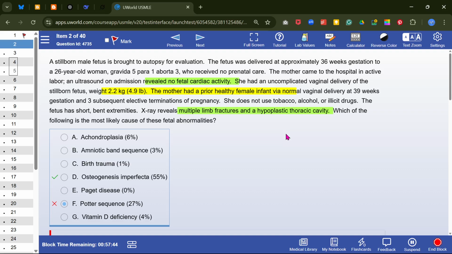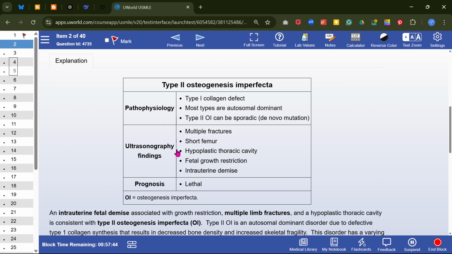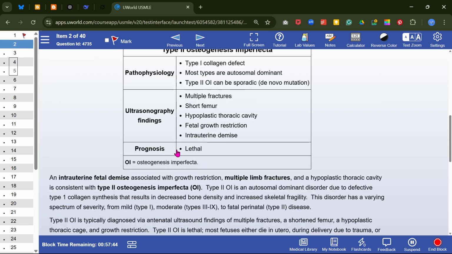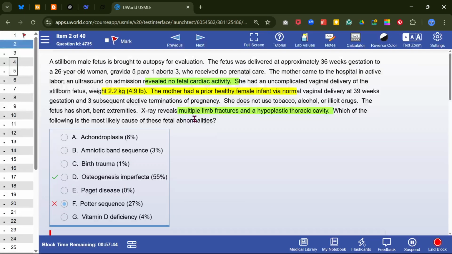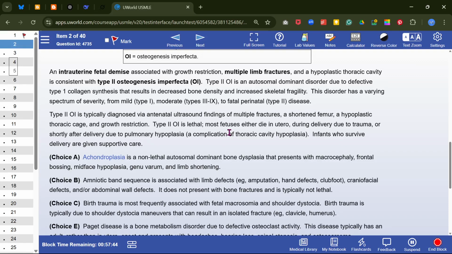Okay, so it's not Potter sequence because the X-ray reveals multiple limb fractures. So multiple limb fractures usually not Potter sequence. Okay, type 2 osteogenesis imperfecta. Intrauterine fetal demise associated with growth restriction, multiple limb fractures, and a hypoplastic thoracic cavity is consistent with type 2 osteogenesis imperfecta.